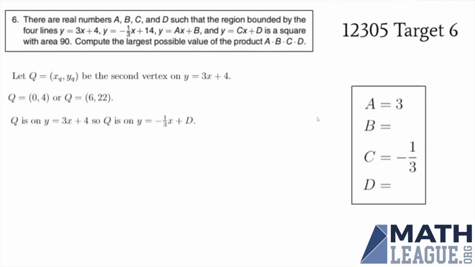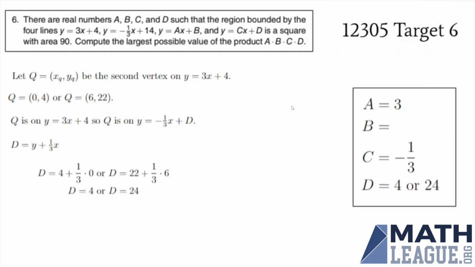From here, we can find D, because D is the y-intercept of the second line with slope -1/3. Since we have the 2 possible points, we can just find what D is. And in this case, D is 4, 24.